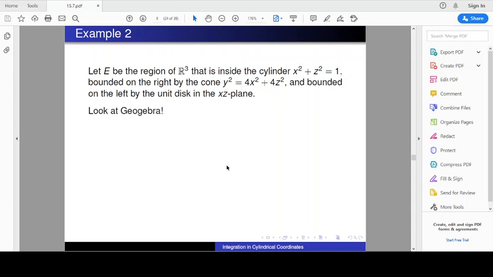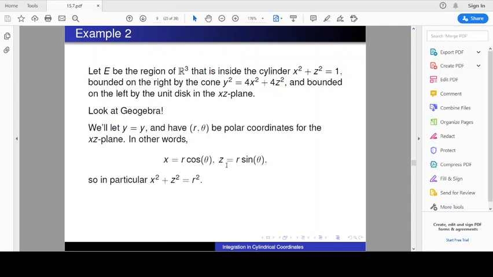Okay, so we've looked at GeoGebra. That was good. Okay, so we'll let y equal y, and we'll have r and theta be polar coordinates for the xz plane. Now you have a little bit of a choice here, right? I'm going to let x be r cosine theta, like we're used to it being. That's fine. And z is going to be r sine theta instead of y being r sine theta, right?